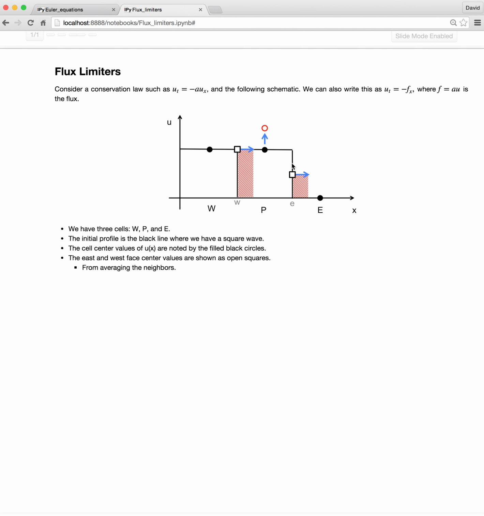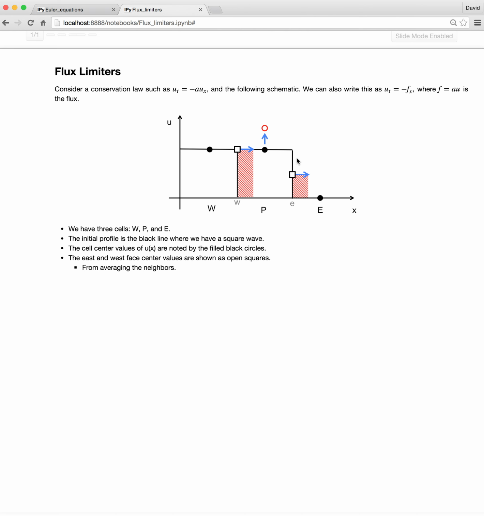When we go to take a time step, what we expect to have happen, the exact solution, is simply that this square wave will simply move to the right. The whole profile will just convect to the right in time. We'll have the same profile shifted.